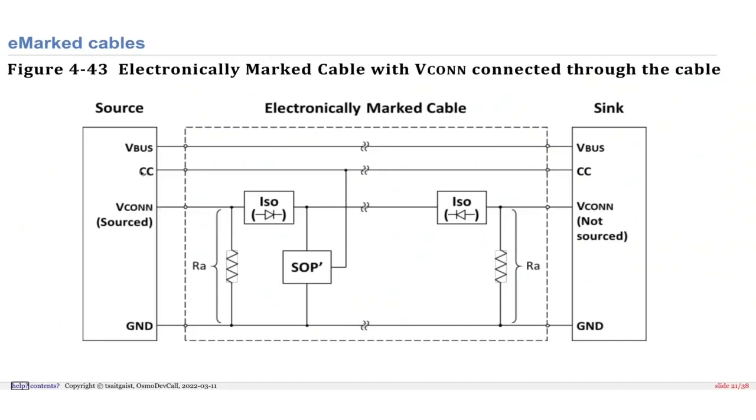So if you figured out this is the CC line which goes through the cable, what you have to provide if you want to use an electronically marked cable is that you provide a voltage to the other side. This is why it's called VCon, because you provide power for the chip within the cable. And so you don't only monitor for the RD or RP, you also monitor for this RA resistor.